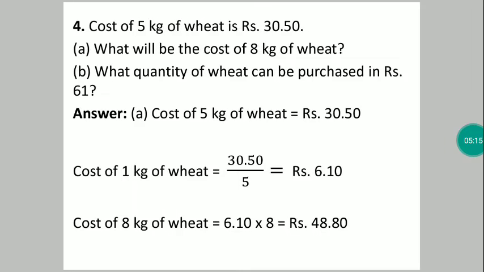Now question 4. The cost of 5 kg of wheat is rupees 30.50.